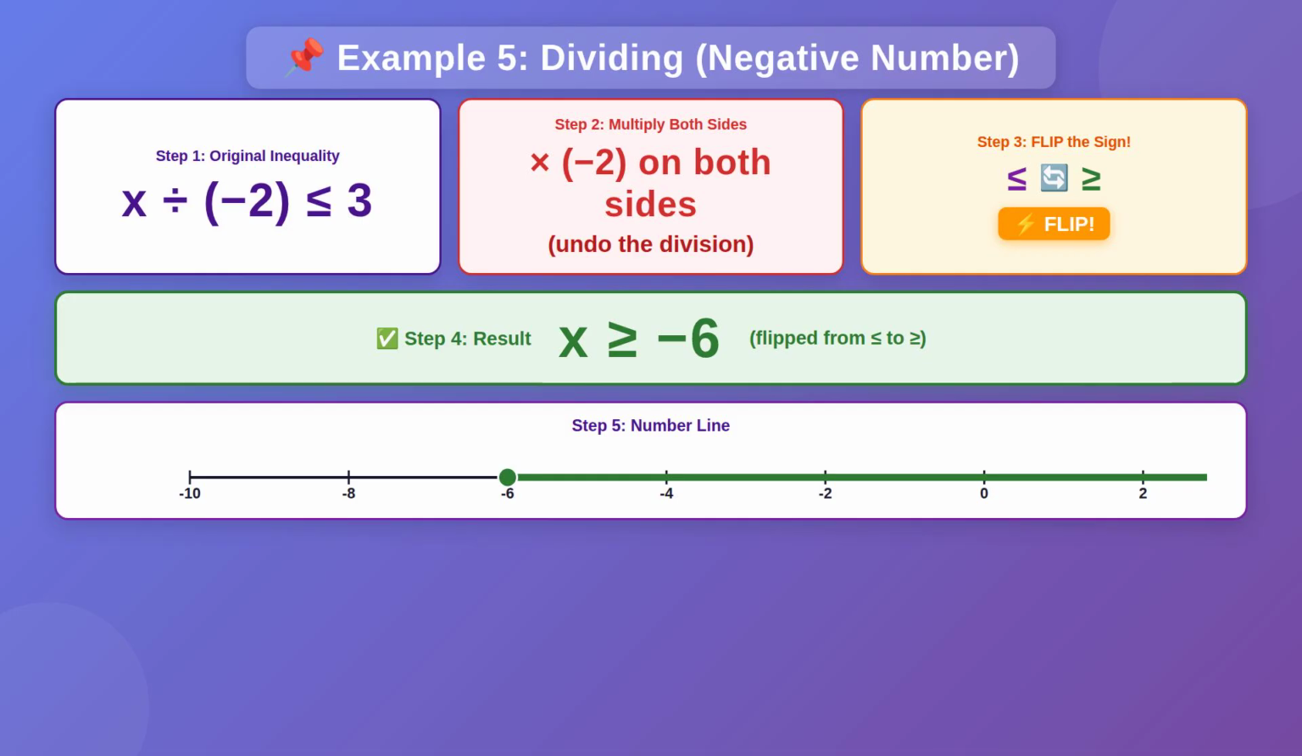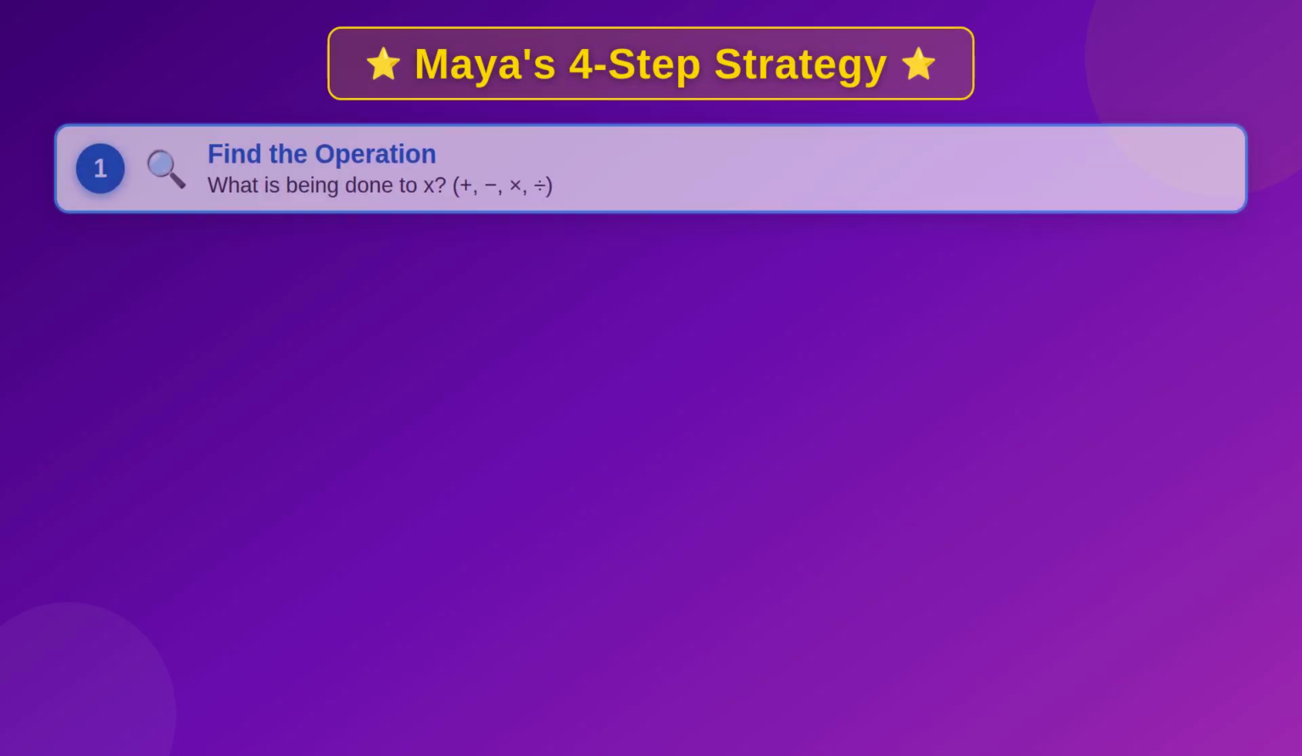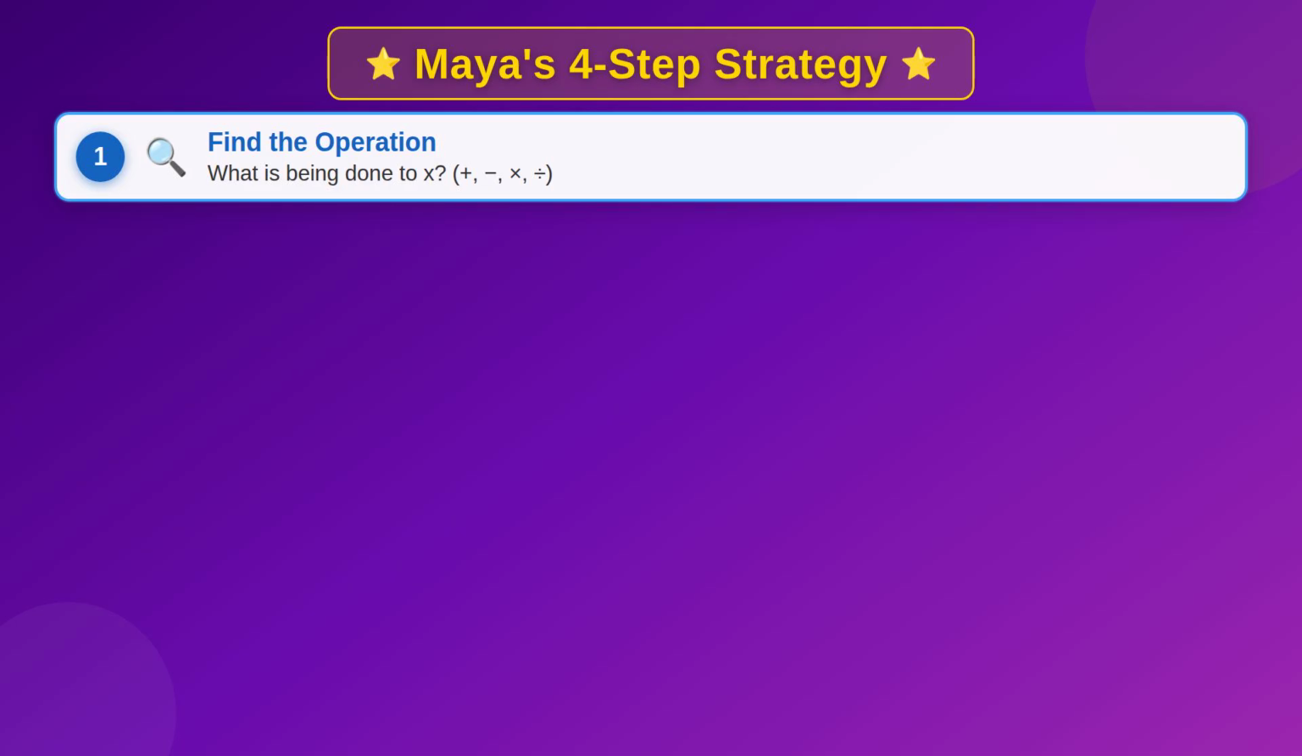On the left, x divided by negative 2 times negative 2 is just x. On the right, 3 times negative 2 is negative 6. So x is greater than or equal to negative 6. Closed circle at negative 6, shade to the right. Check with x equals 0. 0 divided by negative 2 is 0, and 0 is less than or equal to 3. It checks out.